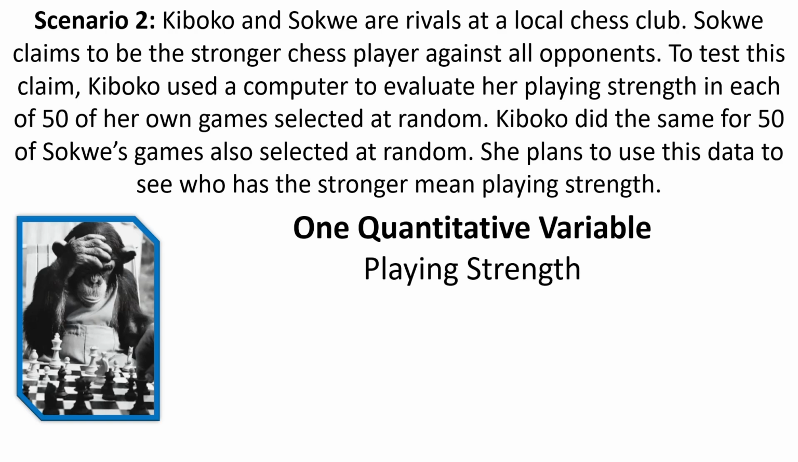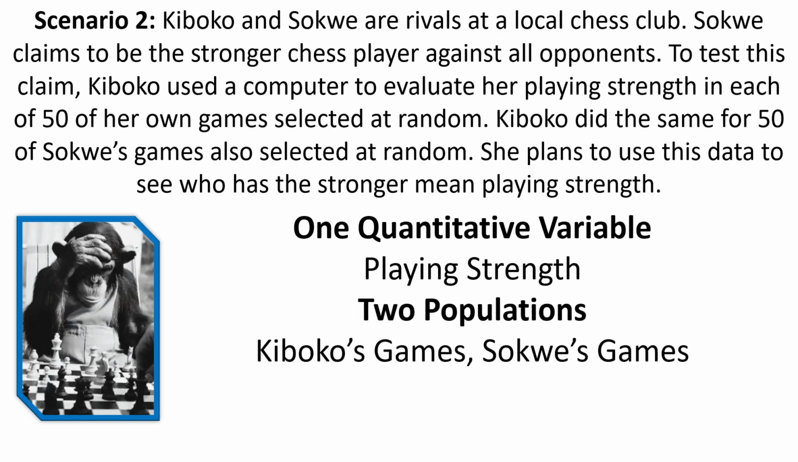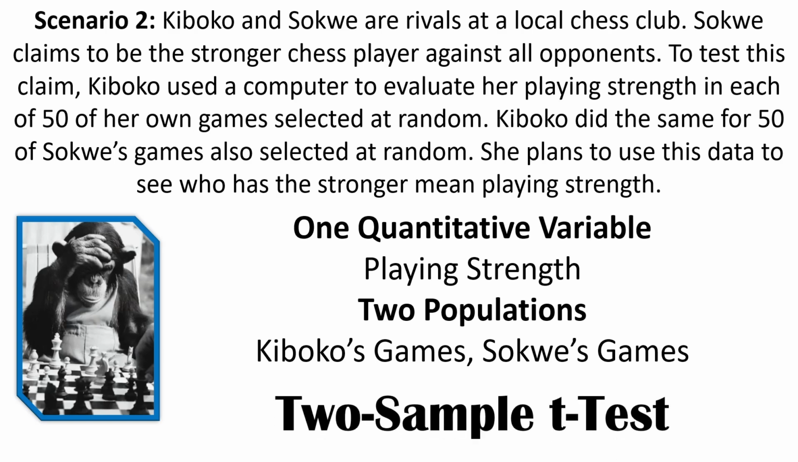So we have one quantitative variable, that's the playing strength. And we have 2 populations. We're drawing samples from 2 populations, Kiboko's games versus Sakwe's games. So that must be a 2-sample t-test.